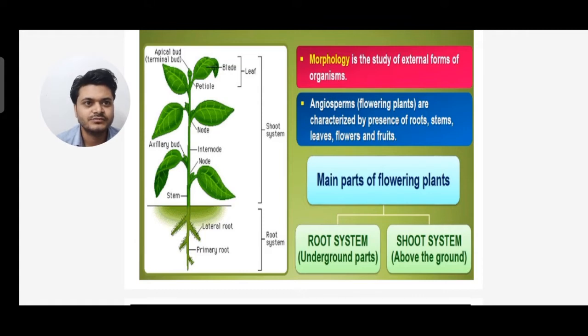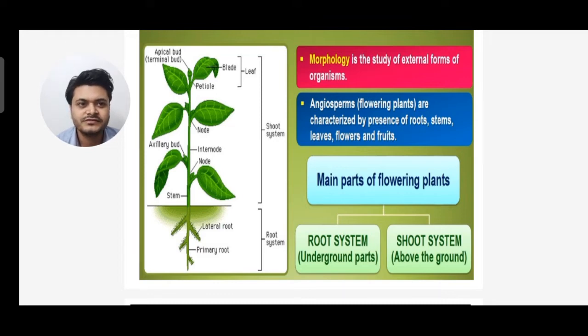What is morphology? Morphology is the study of external forms of organisms. The external structure of any organism is called morphology. And angiosperms, that is flowering plants, are characterized by the presence of roots, stems, leaves, flowers and fruits. So the flowering plant has roots, stems, flowers, leaves and fruits.